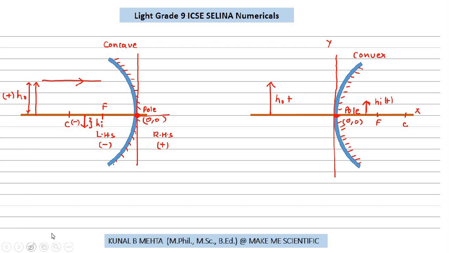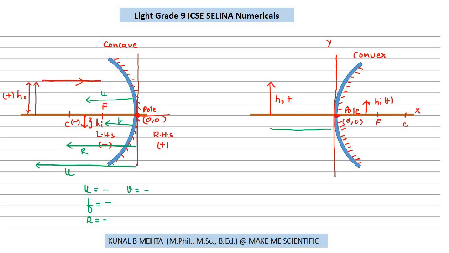Another most important part is the object distance. This distance is the focal length. This distance is radius of curvature. This distance is object distance. And this distance is the image distance. You can see that all distances in this particular case lie on the left hand side of the pole. So U is negative, focal length is negative, radius of curvature negative, and image distance is also negative.